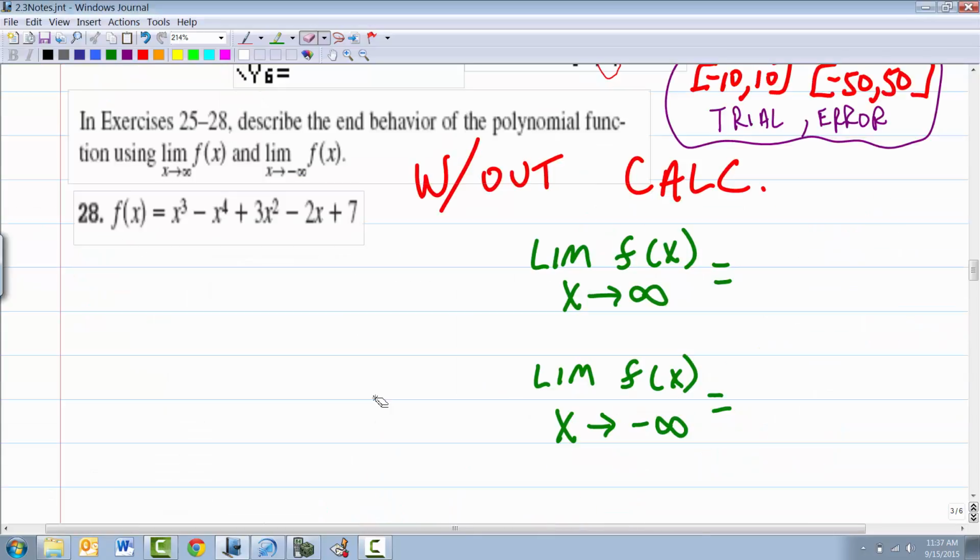Doing this without a calculator, we already did that when you did the end behavior. This is the top dog right here. Right? So what happens when I plug in 100? The negative 100 to the fourth takes over.